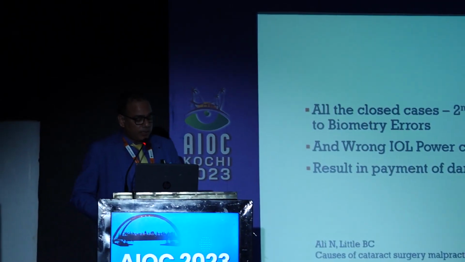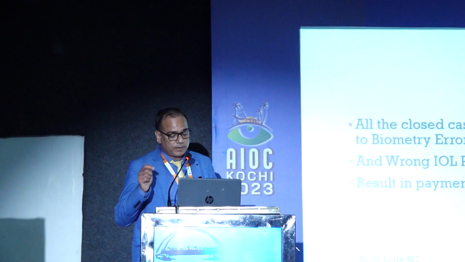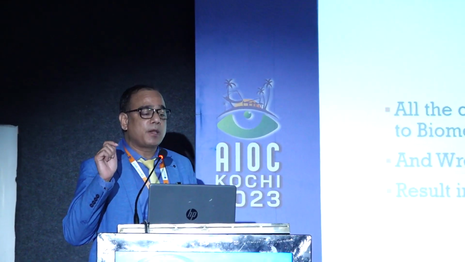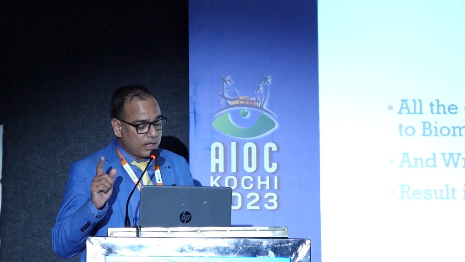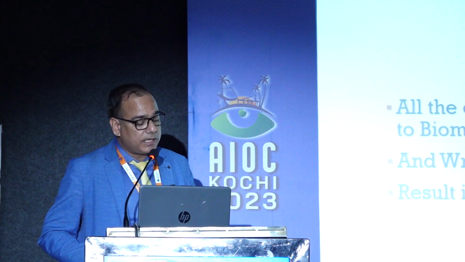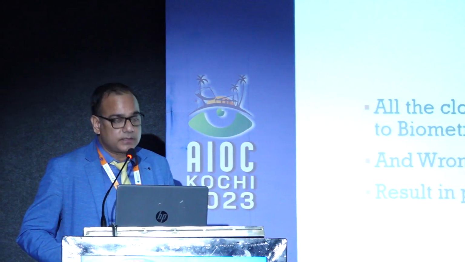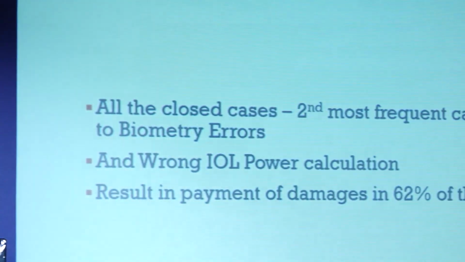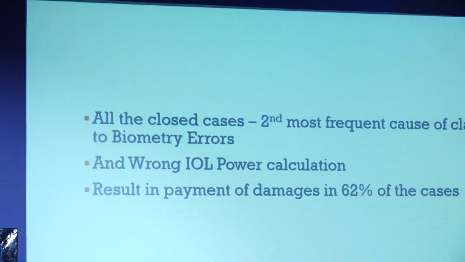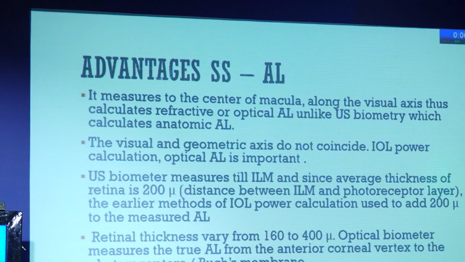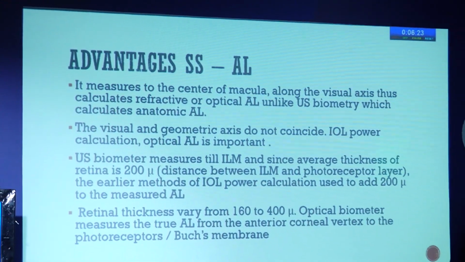If we talk about all the closed cases, the second most frequent cause of claims is biometry errors and wrong IOL power calculation, and it results in payment of damages in 62% of the cases. That is a staggering figure to look at. So what are the advantages of swept source in measuring the axial length?